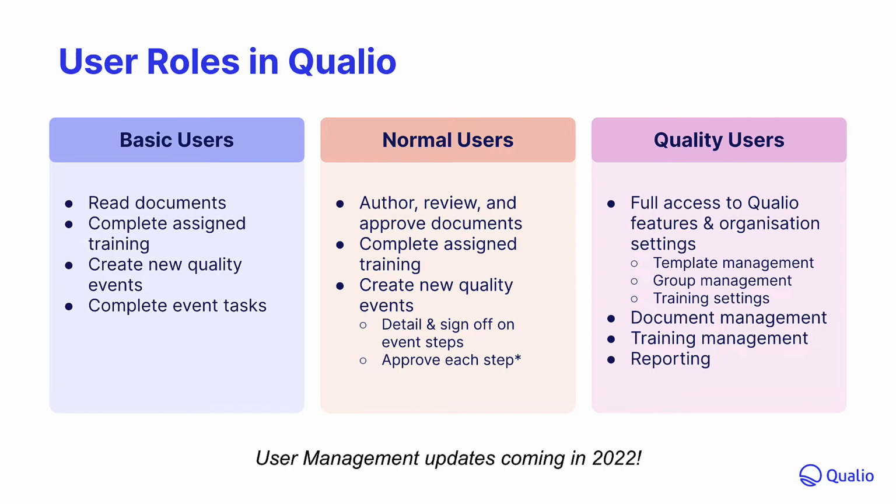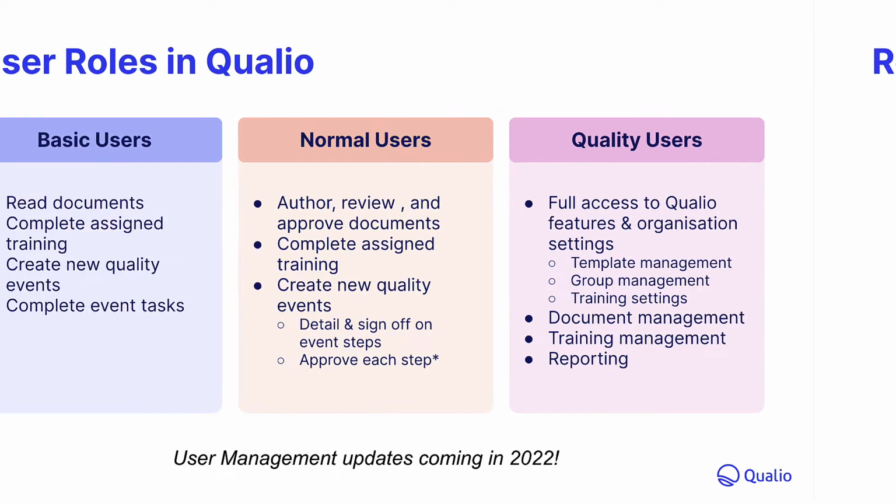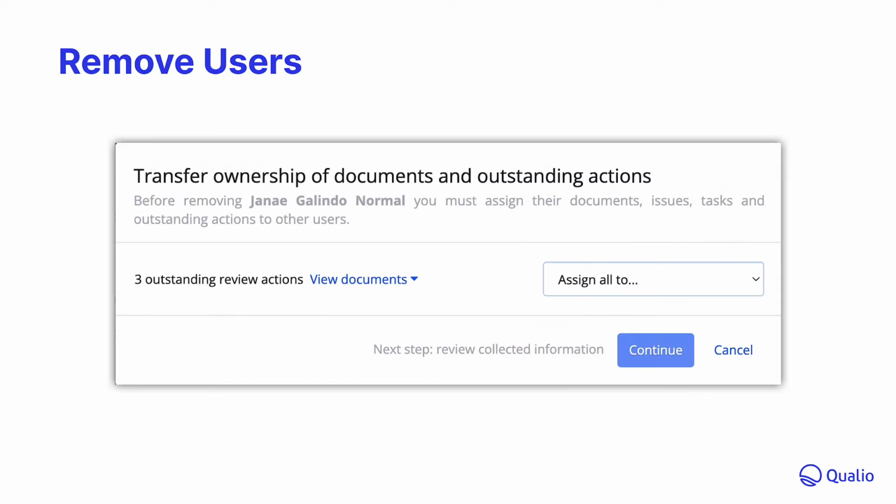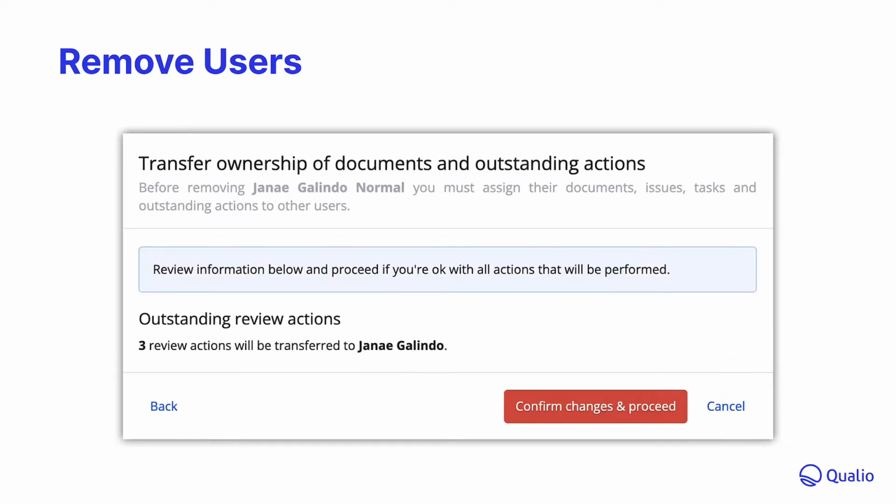We've got some exciting enhancements coming for user management in 2022, including a new admin role. Look for announcements in our monthly customer newsletter or talk to your customer success manager for details. To remove users, open the user record, then click the Delete button. If the user has ownership of documents or outstanding actions, you'll be prompted to transfer these responsibilities to another user. And the final step is to confirm the changes and proceed.